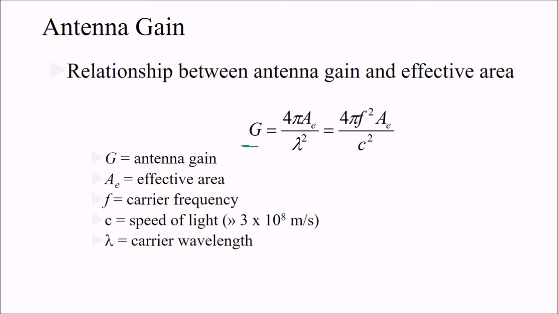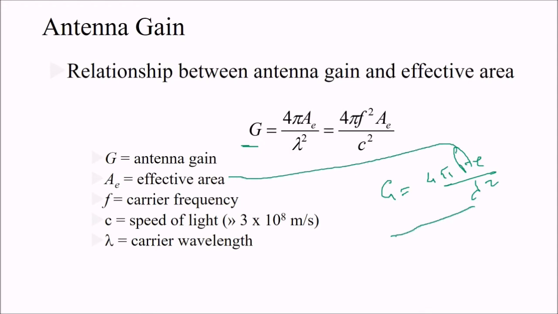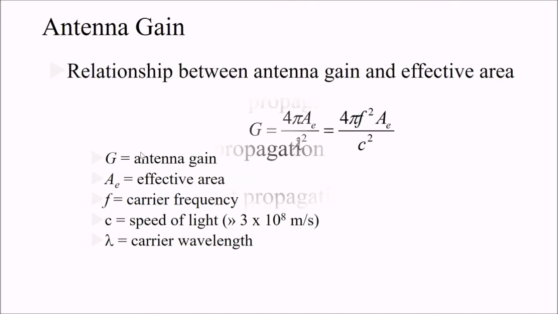G is the antenna gain. G is equal to 4 pi AE by lambda square. Here 4 pi are constants, AE is the effective area, and lambda is the carrier wavelength. If we represent lambda in terms of frequency, it will be G equals 4 pi f square AE by c square, where f is the frequency.